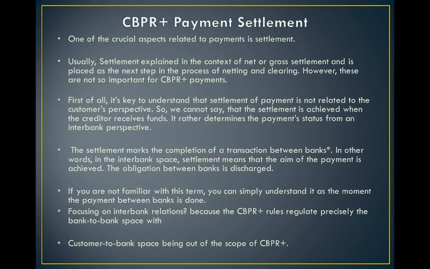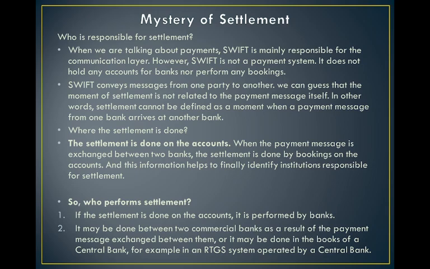If you are not familiar with the term, you can simply understand it as the movement of payment between banks being done. Settlement is done when payment has been sent from bank A to bank B, or in real time you would say minus and plus: the debit account is debited, the credit account is credited. That's settlement. We focus on the interbank relation because the CBPR rules regulate precisely the bank-to-bank space, with the customer-to-bank space being out of scope of CBPR.